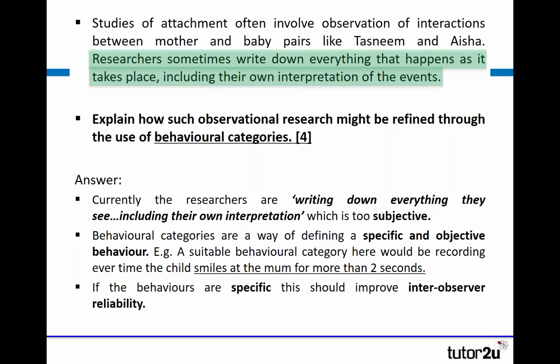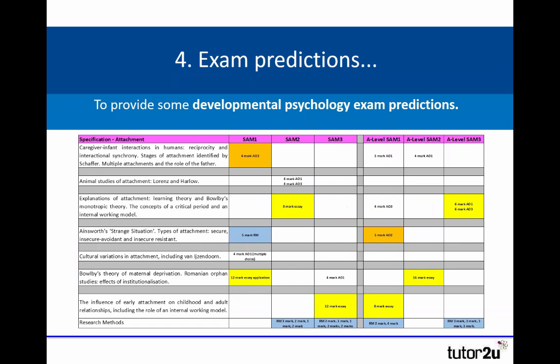So a very tricky 4-marker, because actually what you've got to do is quote from the extract something that is about the observation to begin with, define the key term in it, and then say actually how you might improve that observation through what a behaviour category is. Okay? And that's the last of the questions I wanted to explore.